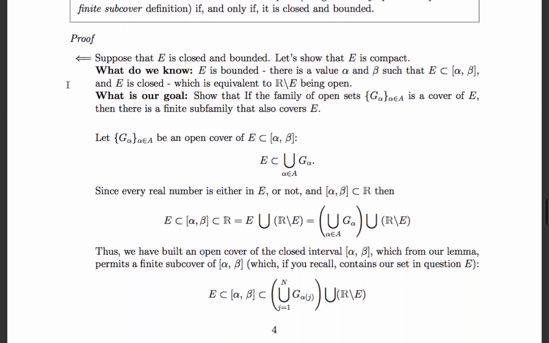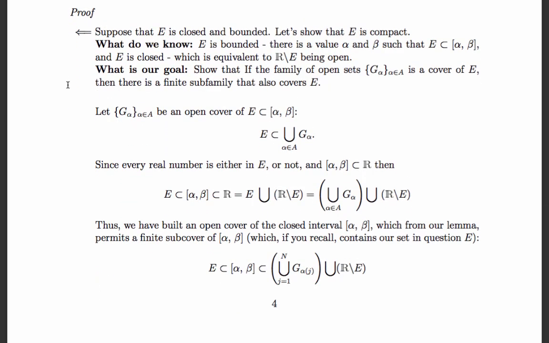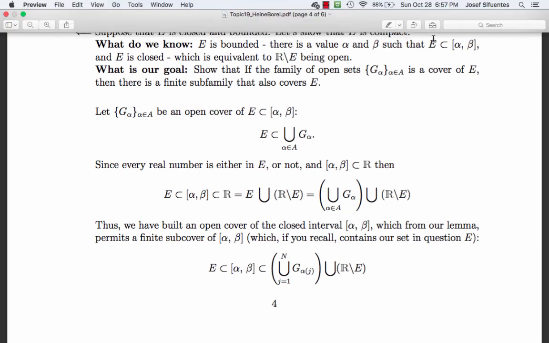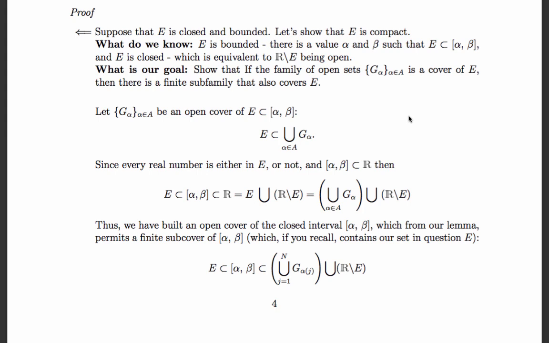Suppose that E is closed and bounded. We're going to prove the reverse direction first. Let's show E is compact. All right, so what do we know? We know E is bounded. In other words, there's a value alpha and a value beta that is less than or equal to and greater than or equal to, respectively, every entry of E. Meaning, E is contained in the closed interval alpha to beta. We also know E is closed, which is equivalent to the complement being open. We proved that last lecture.